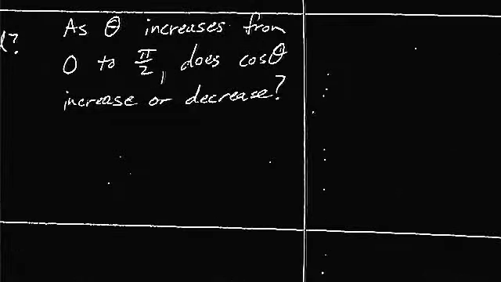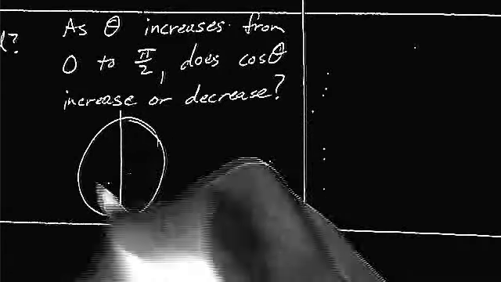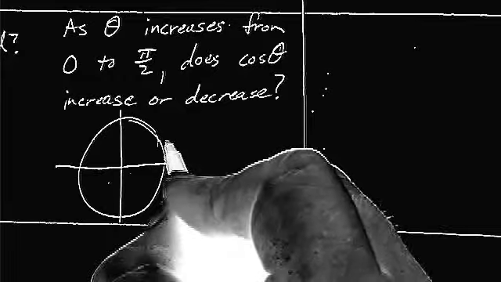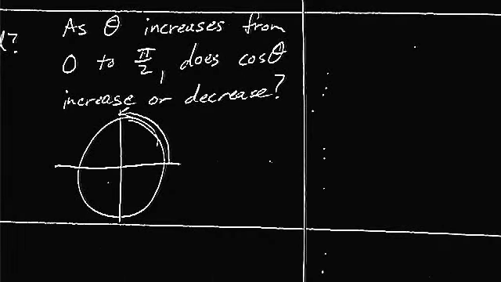Next question. As theta increases from 0 to pi over 2, does cosine theta increase or decrease? I want you to think about what cosine theta is, and as you go from a radian measure of 0 to a radian measure of pi over 2, so that's from a measurement of 0 all the way up to pi over 2, tell me what's happening to the cosine of theta.